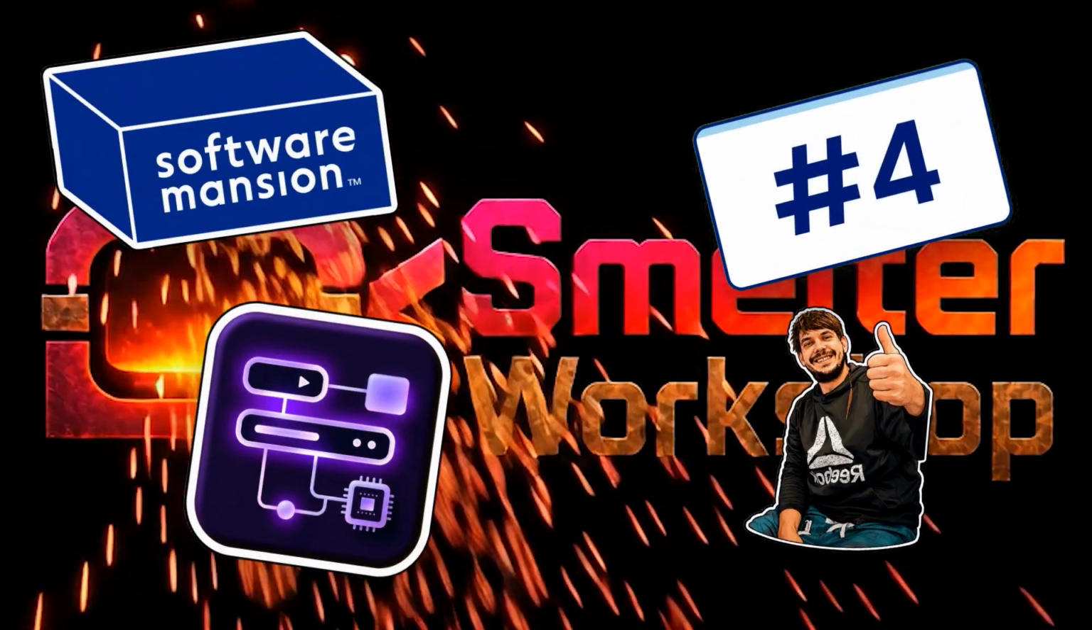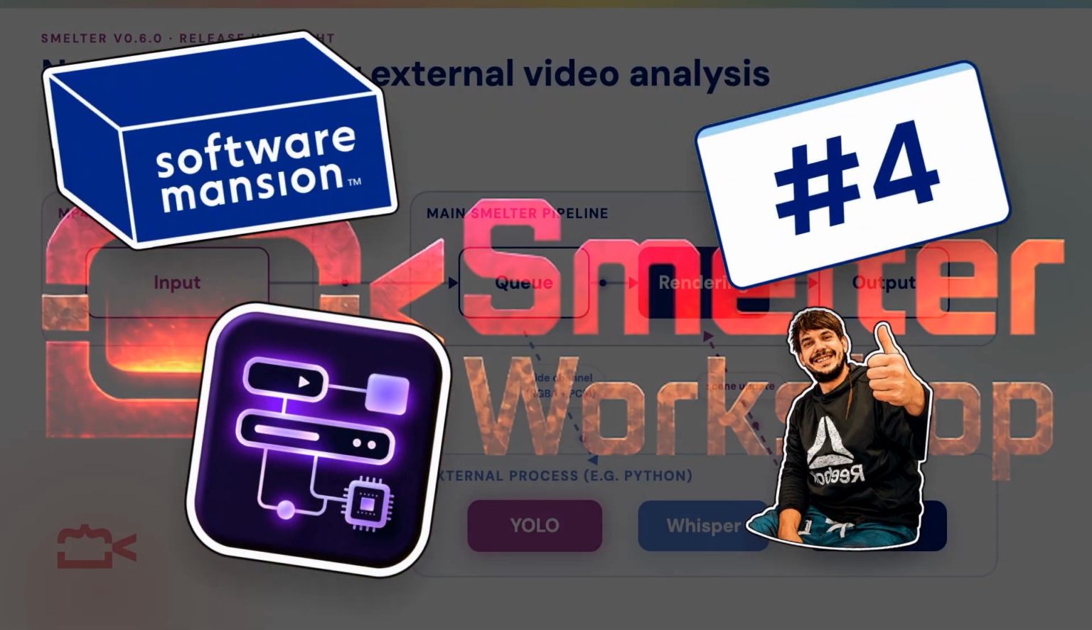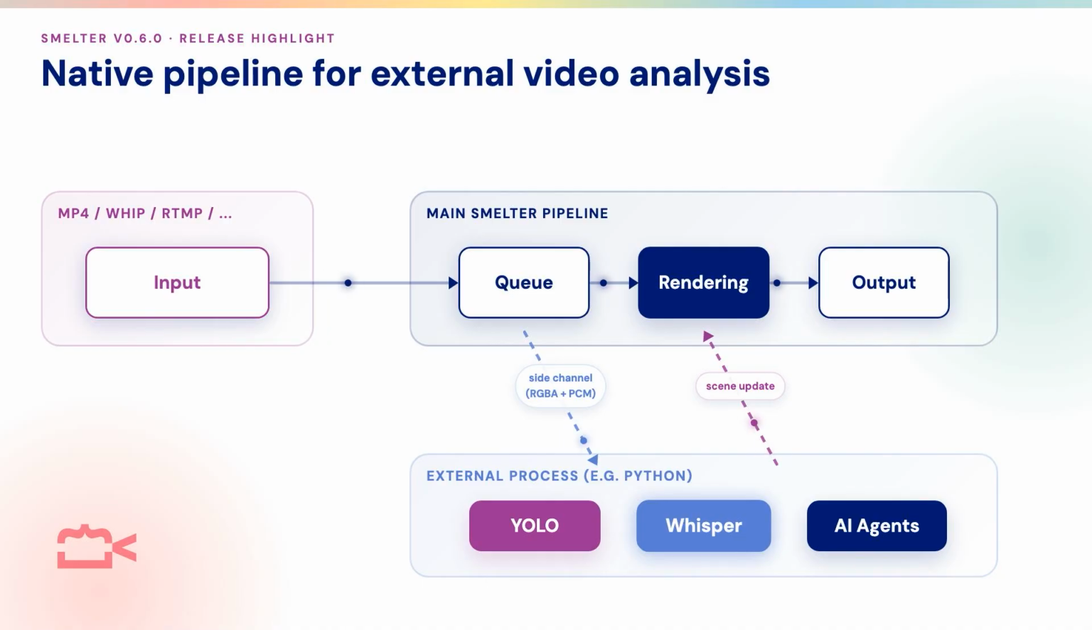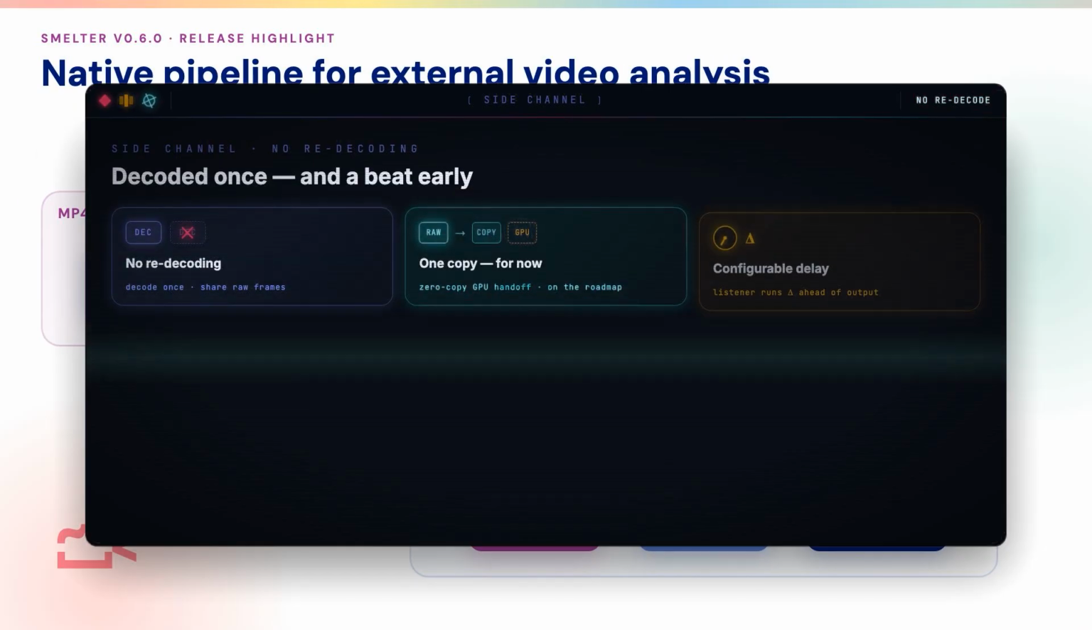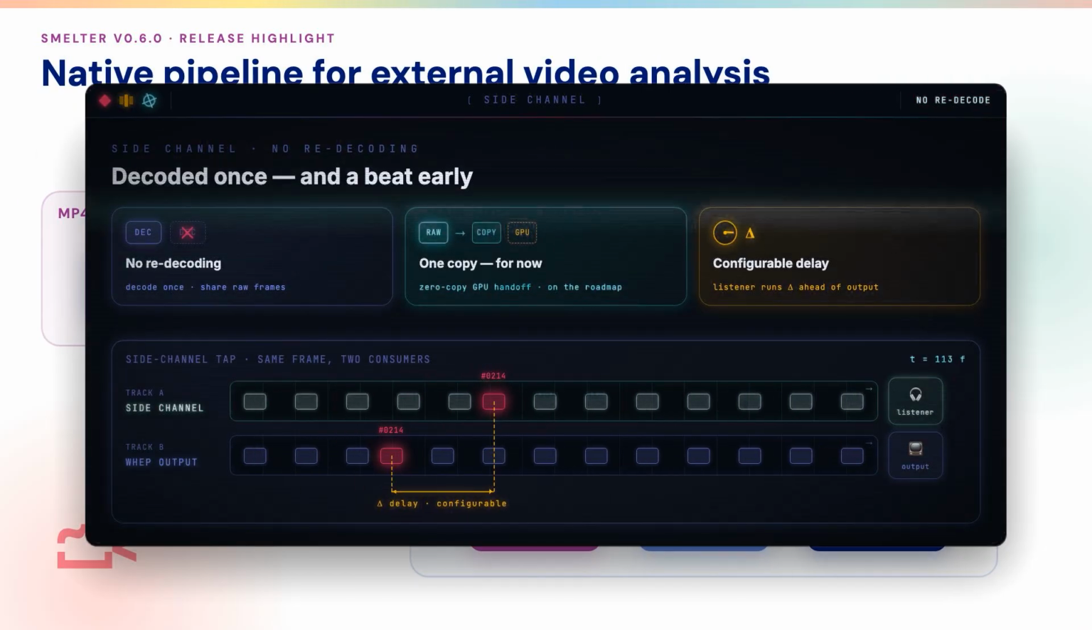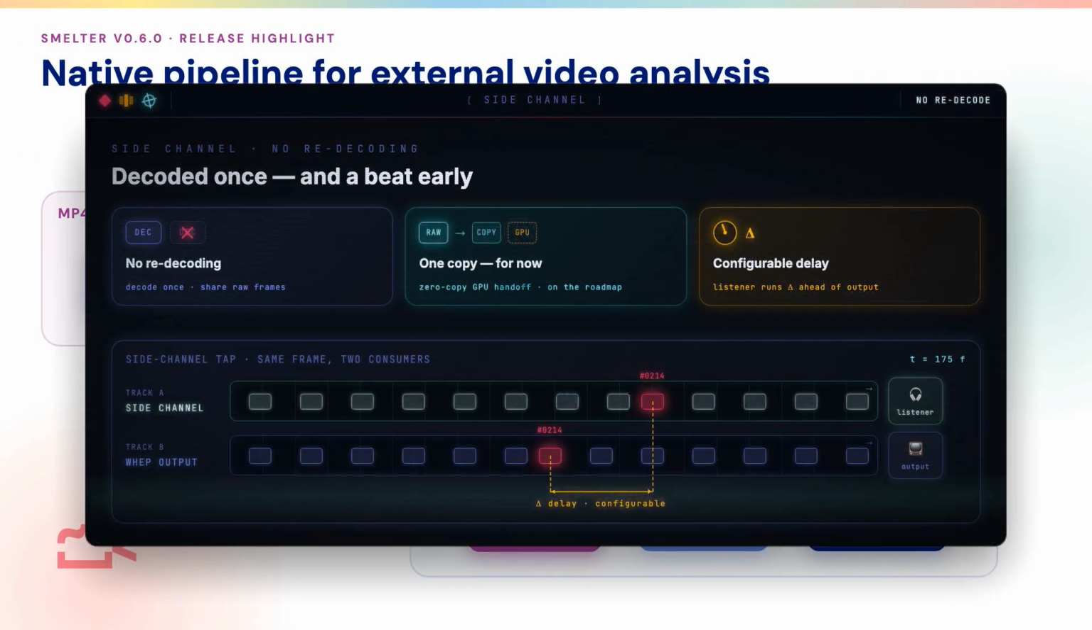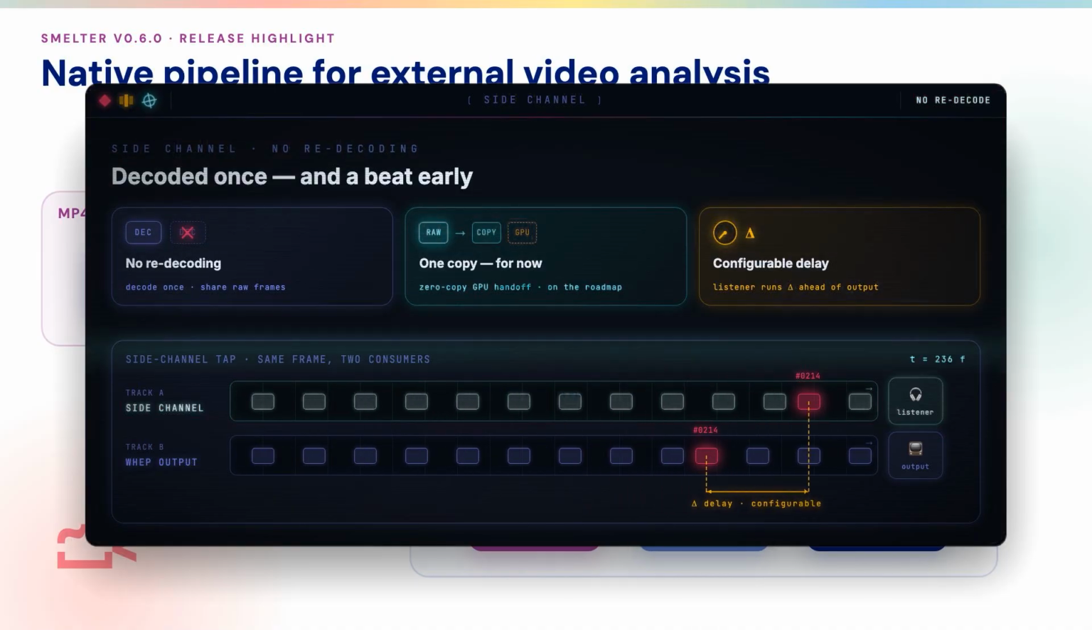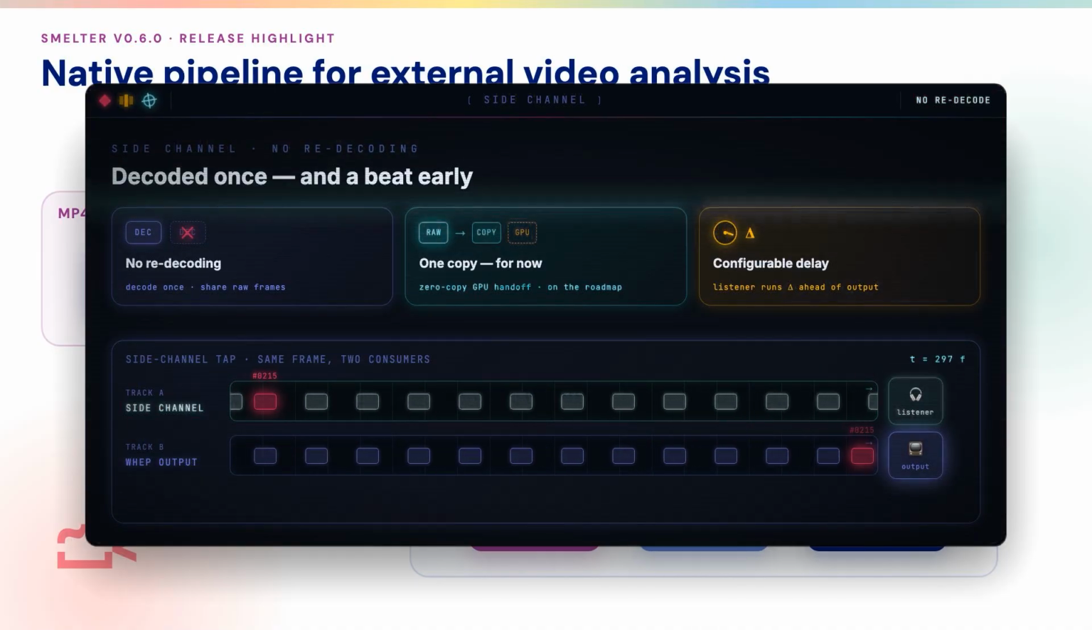Quick refresher. Smelter consumes input streams and composes them into one or more outputs. That's the pipeline. The side channel is a second tap on it. The compositor hands already decoded frames, video or audio, straight to an external process over a local socket. No re-decoding. Frames still get copied for now, but zero-copy pure GPU handoff is already on Smelter's roadmap, and a configurable delay means whatever's listening gets each frame a beat before it hits the output.